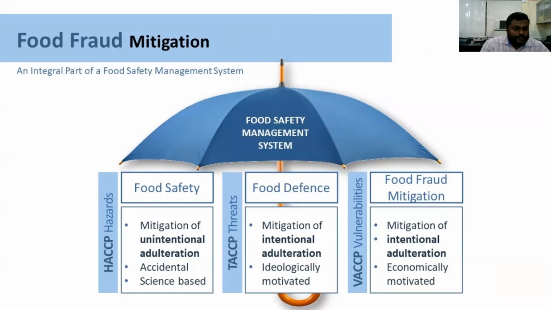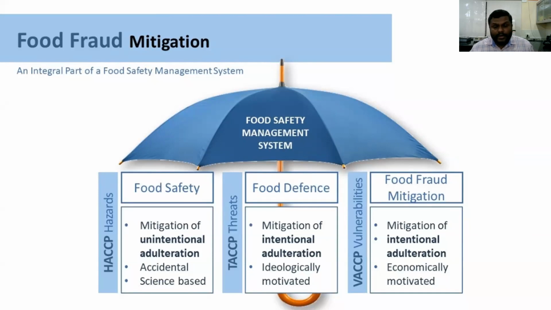Such unintentional adulteration or contamination we can tackle by following the principles of food safety, or the principles of hazard analysis critical control point. That is a very basic concept. But the latest concept in this area is food defense and food fraud mitigation. Please give some attention to this area; it is a very new concept in food fraud evaluation.